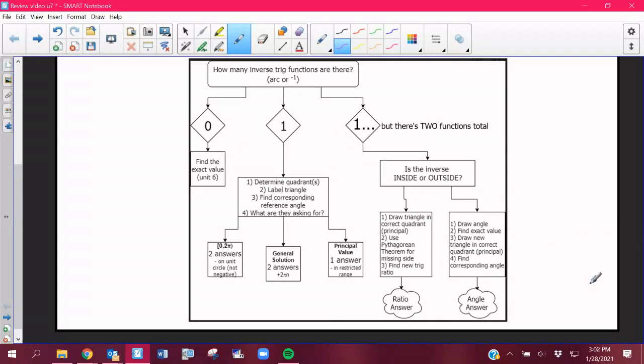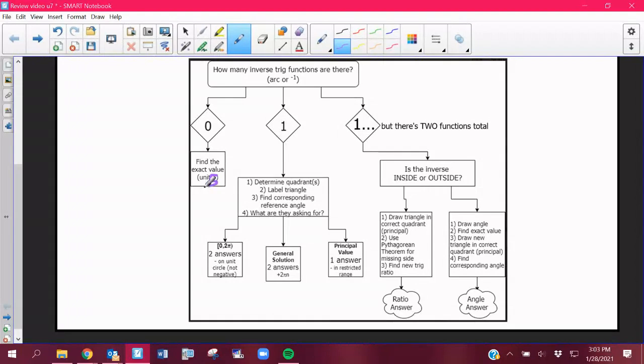So this little flow chart will help you walk through how am I supposed to solve this problem? The first question it asks you is how many inverse trig functions are there in the problem? Remember, that's an arc or a -1 on there. If there are no inverse values, it's an exact value. This is from Unit 5. Oops, it says Unit 6. My bad. It's from Unit 5.